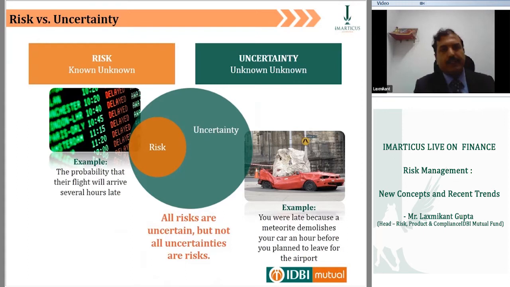Risk versus uncertainty. Uncertainty is a larger universe where we don't even know what we don't know, whereas risk is where we know what we don't know. So risk is knowing the unknown, while uncertainty is not knowing the unknown. Uncertainty is definitely a larger basket, and risk is a part of that basket.